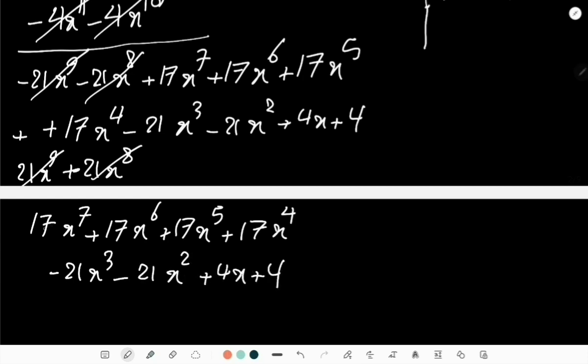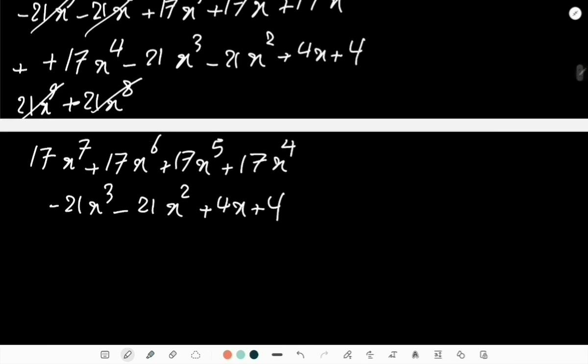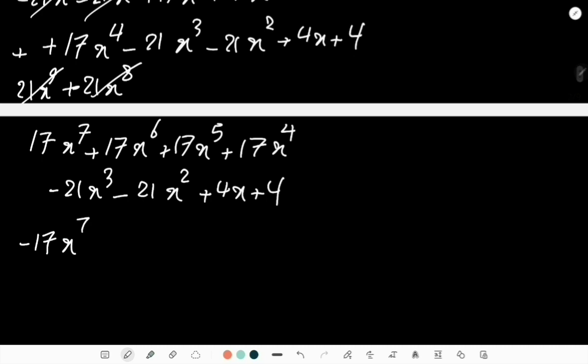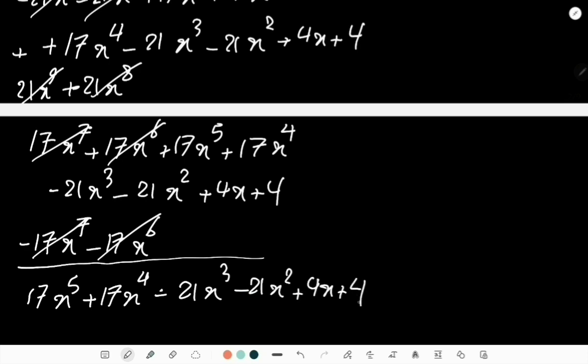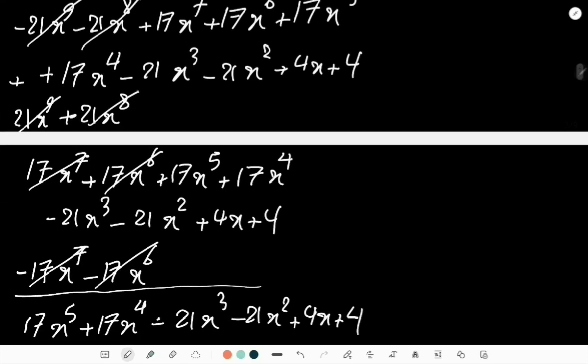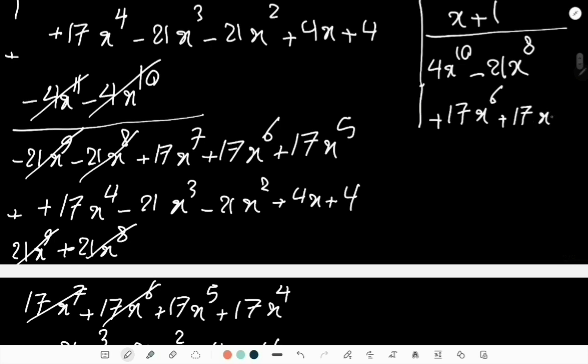And then I have to again divide this. Then I get plus 17x^6 divided by x. And then here I get minus 17x^7 minus 17x^6. Again, add them. This cancels this cancels this. Then I have this one: 5 plus x^4 minus 21x^3 minus 21x^2 plus 4x plus 4. And then I divide the next one, which is basically plus 17 divided by x. It's plus 17x^4.